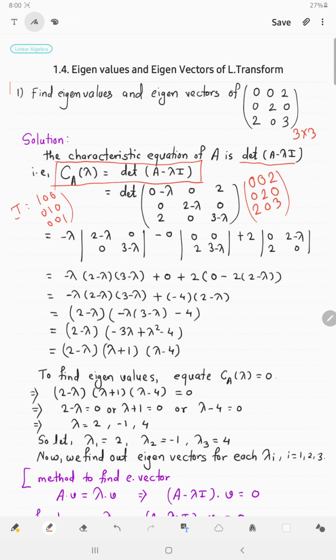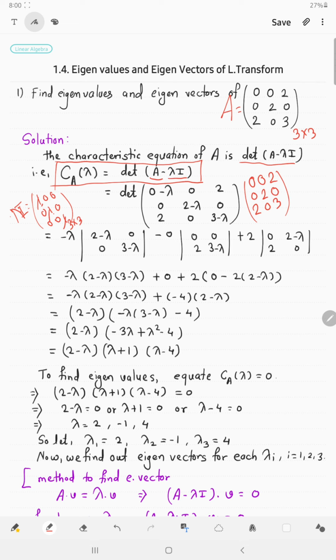0, 0, 1. Now, why do I take I as a 3 by 3 matrix? Because the given matrix A is a 3 by 3 matrix, so I will take the matrix I as the 3 by 3 identity matrix. Now what we need is A minus lambda I. I have to multiply this I by lambda. Here only the diagonal entries are 1, all other entries are 0, so lambda into I will be lambda, 0, 0, 0, lambda, 0, 0, 0, lambda.